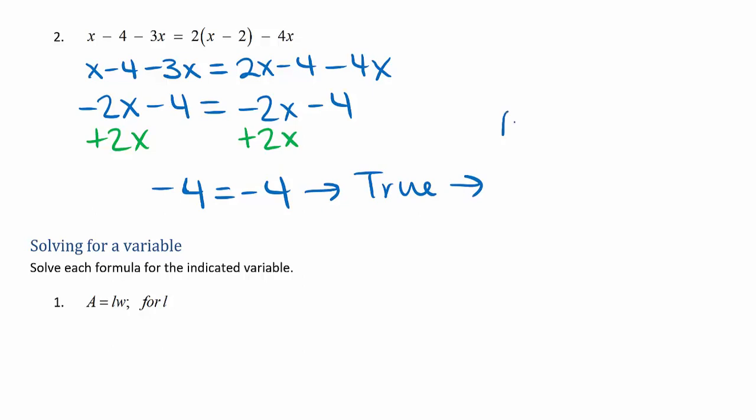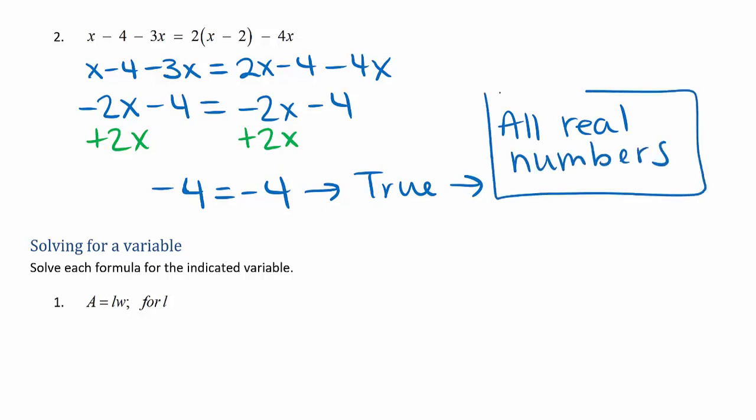What that means is x can actually be anything. You could plug any number in for x, and this equation would always be true. And so what we're going to write down as our answer is we're going to say that x is all real numbers. The idea is x could be anything, and the equation still works. So those are our two special cases. Again, they occur when the x's disappear in the equation.